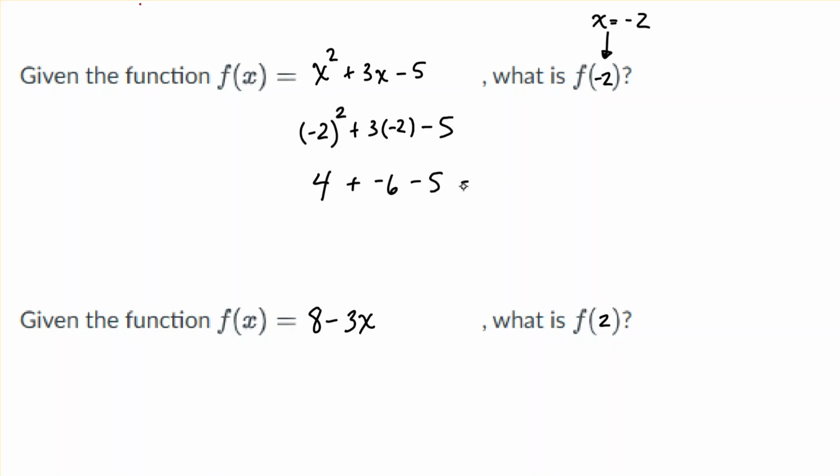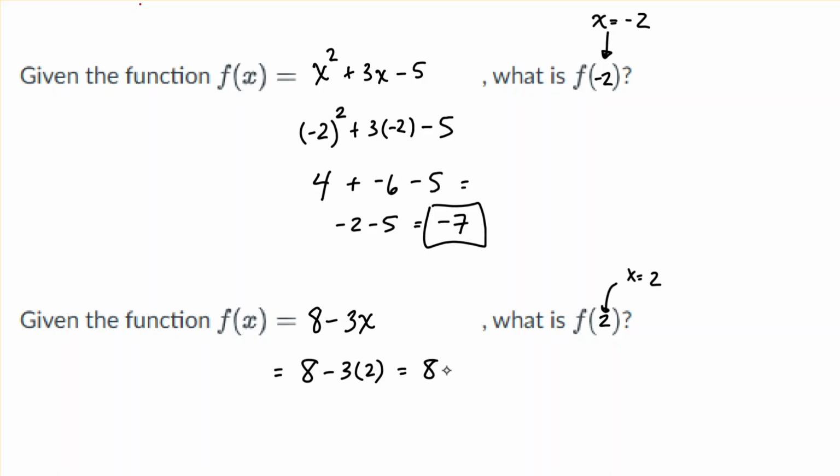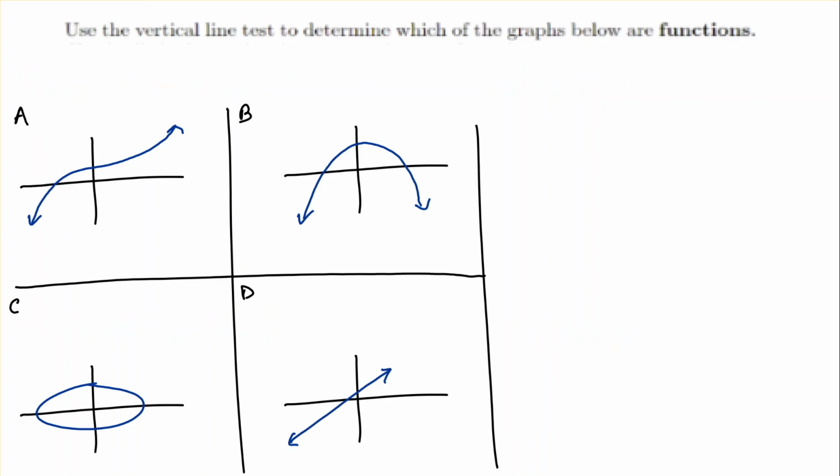So I'll get 4 plus -6 is -2, minus 5, and we should get negative 7 as our answer there. Here, my x value, what's inside the parentheses, is 2. Substituting it into the equation, 8 minus 3 times 2, 8 minus 6, and we'll get the answer 2 is our answer. Use the vertical line test to select which of these graphs are functions.